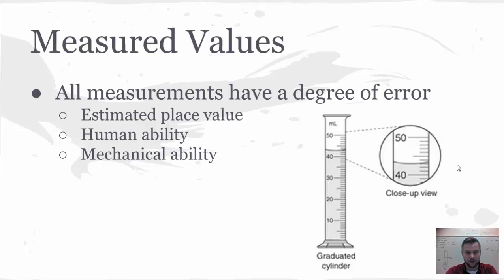In general, when we talk about measurements, the more place values you go to the right of a decimal, the more accurate they're going to be, and that also tends to make that measuring device more expensive.